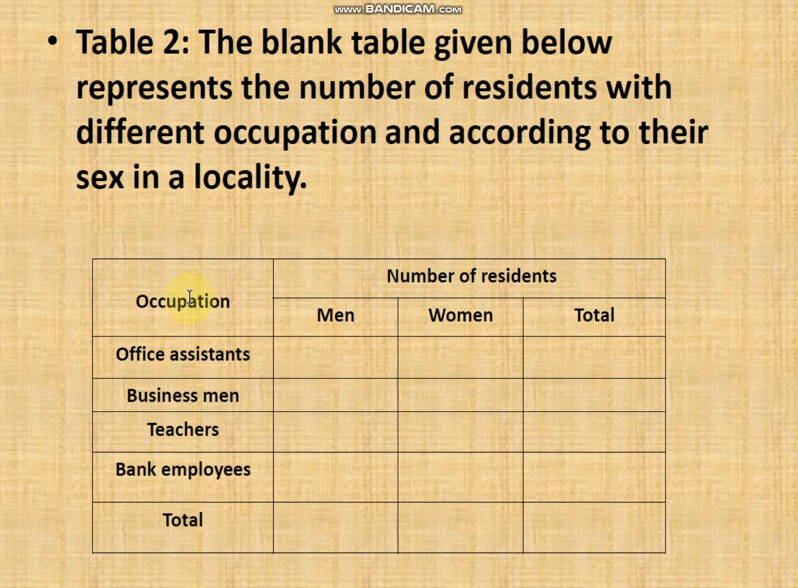So either occupation or number of residents is again split. You can take the men and women here as well. So office assistants, men, women, businessmen, men, women, teachers, men, women. So this is your two-way table.